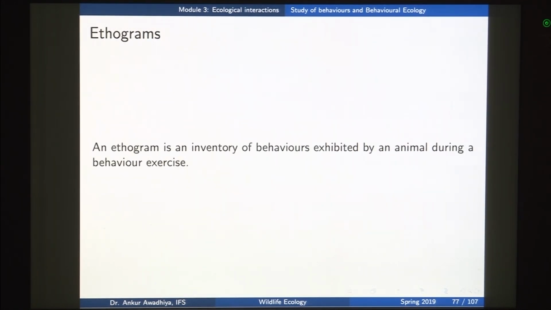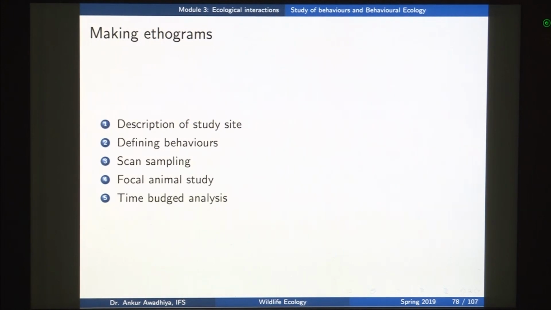Now, an ethogram is an inventory of behaviors that is exhibited by an animal during a behavior exercise. So, how do we make an ethogram? It is an inventory of behavior. We are observing the animals and making an inventory of what each animal is doing. We begin with a description of the study site, and define the behaviors. We need to exactly define what we mean by walking, what we mean by standing, and so on, and then we do scan sampling and a focal animal study, and then we go for time budget analysis.